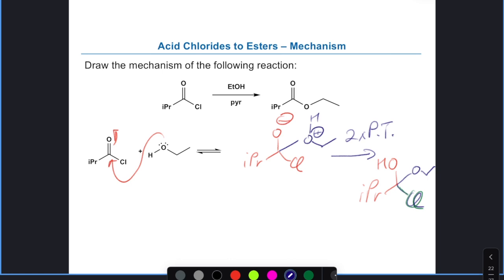Now, another version of this, again, one thing you could do is just get rid of the proton on my nucleophile, leaving this negative charge in place. That's really the same thing. Either of those two mechanisms are the same.